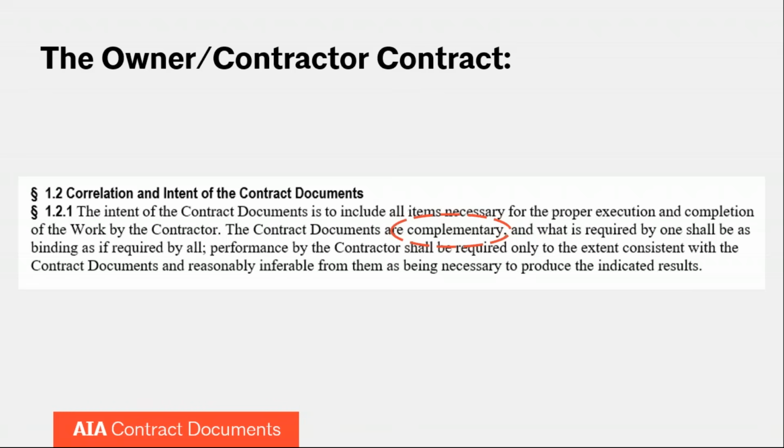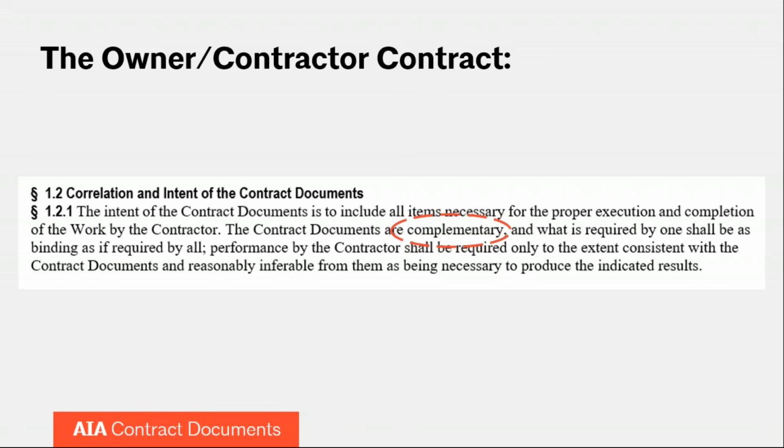Specifications control over drawings, or the owner-contractor agreement controls over drawings or specifications, something like that. Well, if you look at the A201, that's not the way it is set up. It is actually set up that the intent of the contract documents is to include all items necessary for the proper execution and completion of the work by the contractor.